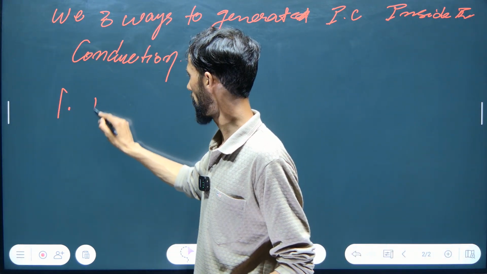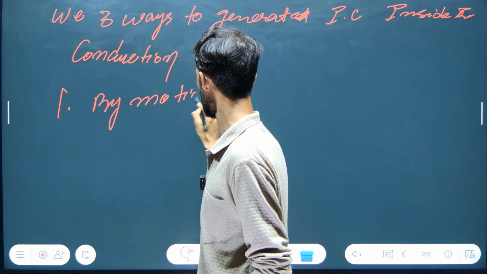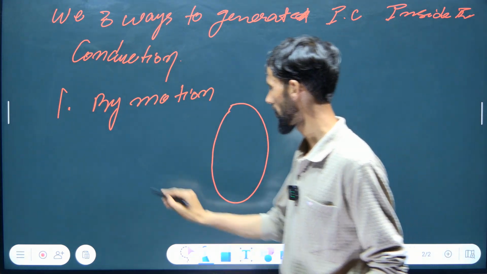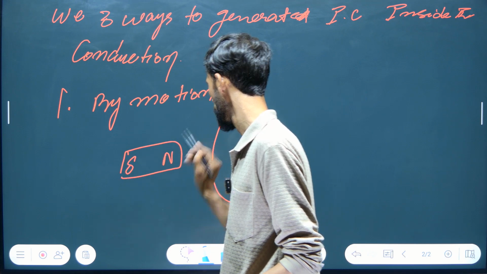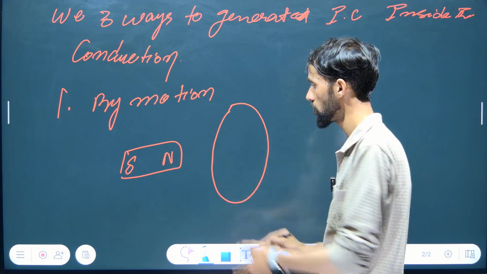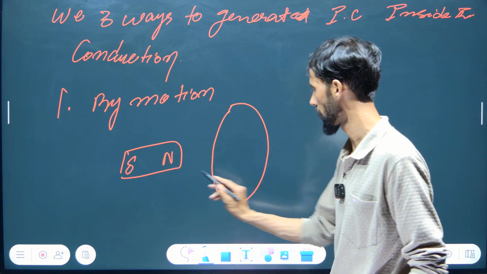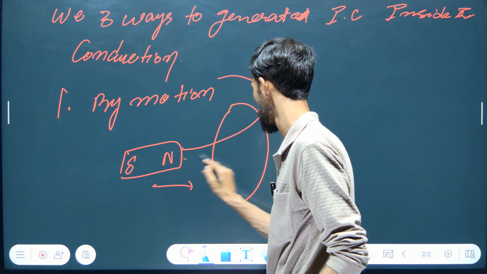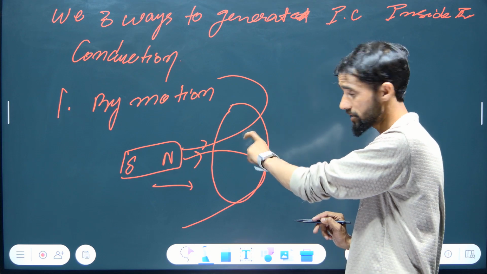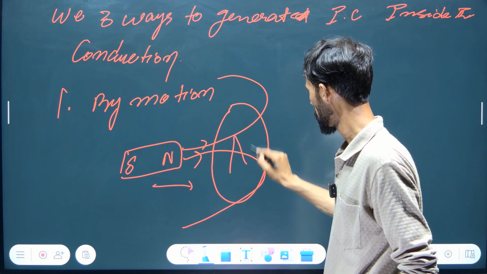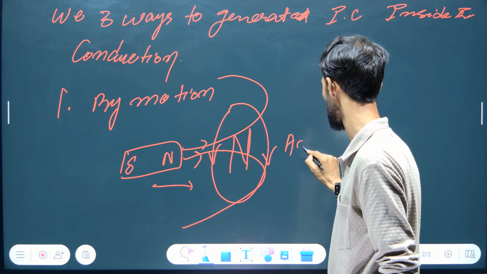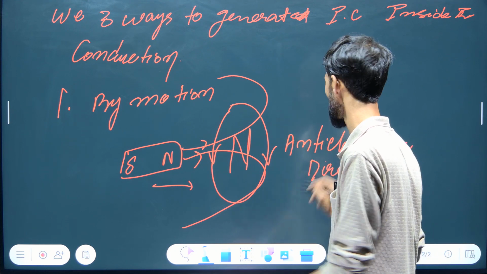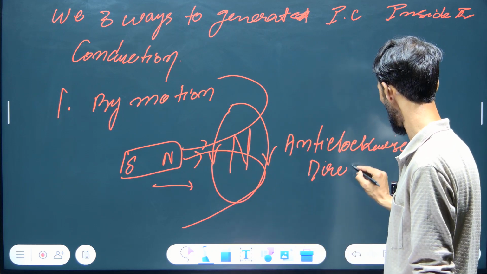The first way is by motion. If I consider here a loop, which is nothing but a closed path, and put a magnet here having south pole and north pole, if I give motion to one among the two, accordingly the current will be generated inside the loop. If I move this magnet forward to this loop, it will create magnetic field lines like this. Accordingly, an induced current will be generated inside the loop, and a north pole will be generated here, and the current will be in the anti-clockwise direction. And the direction will be vice versa, that is, clockwise direction.